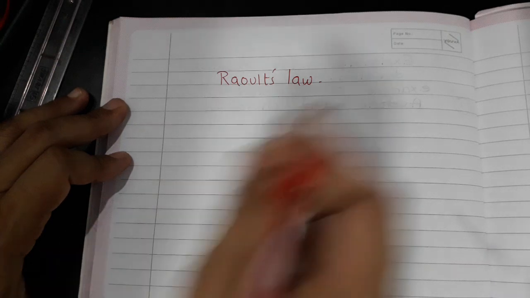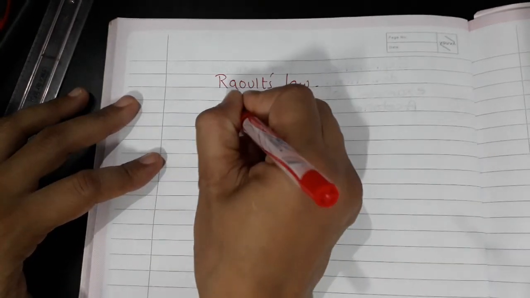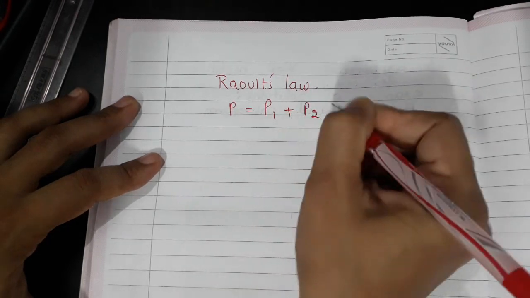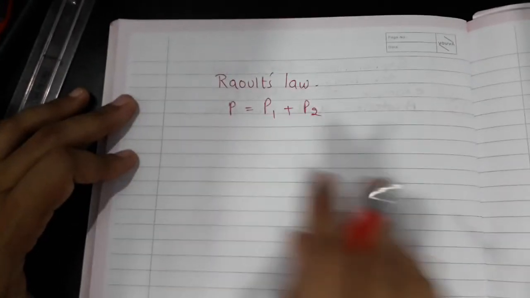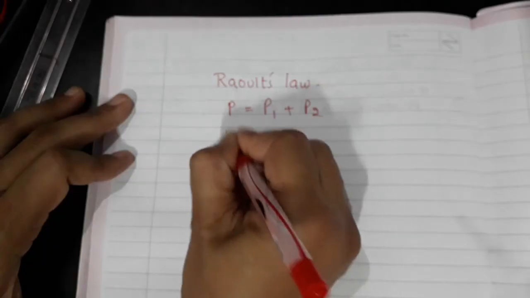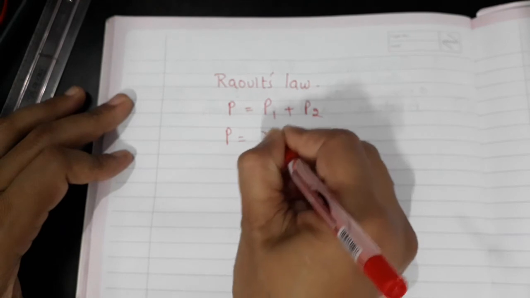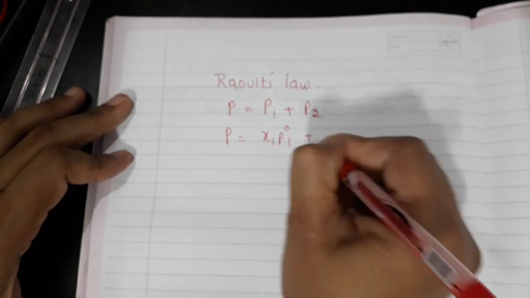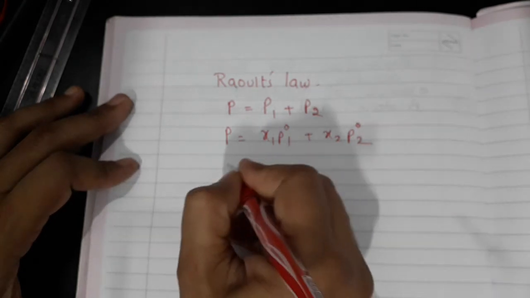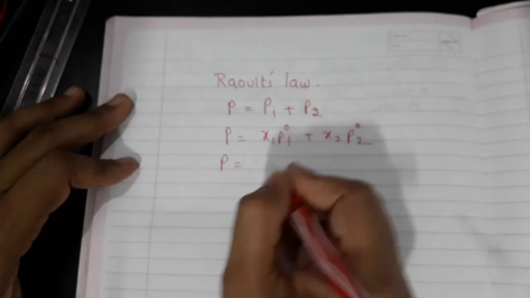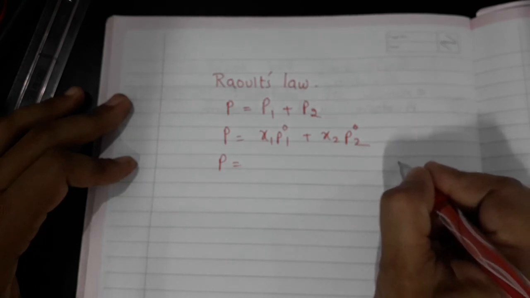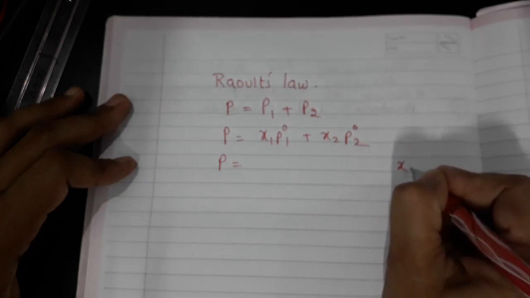Hello students. So Raoult's law we were discussing, and we have arrived at the conclusion that the total pressure being exerted on the surface of a liquid is equal to P1 plus P2. So we wrote P is equal to x1 P01 plus x2 P02.